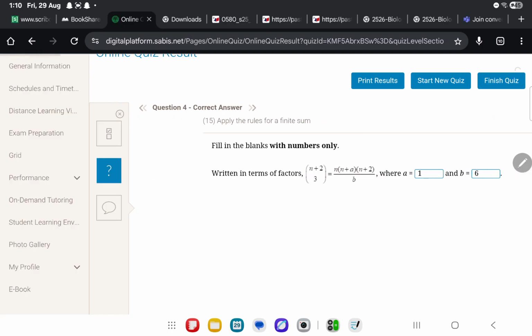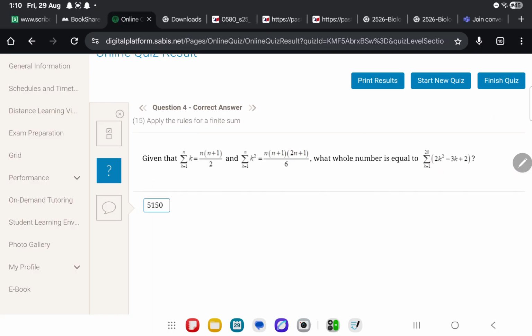Moving on. Question 4. This one is going to need a little bit of focus. Now, first off, I'm not going to concern myself with these for now.